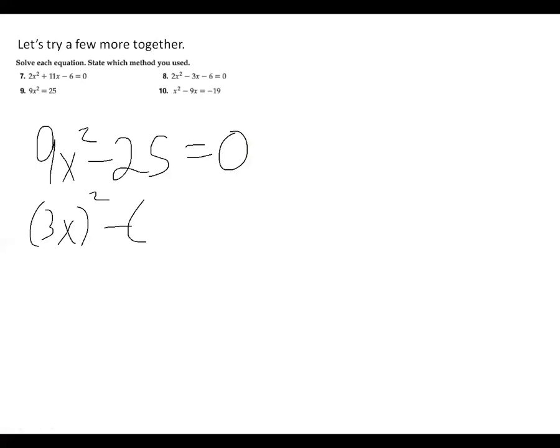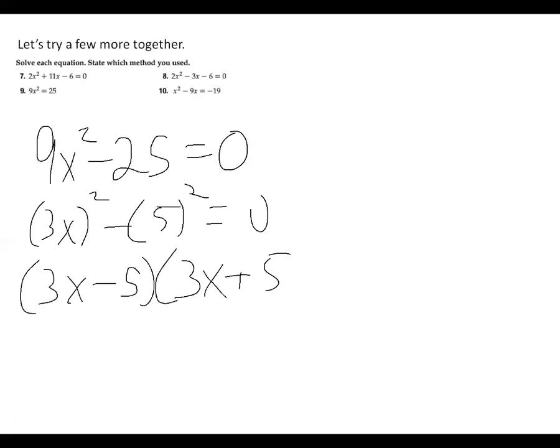First set it equal to 0, 9x squared minus 25 equals 0. And I notice right away it's difference of squares. Like this is 3x quantity squared minus 5 squared equals 0. So I can factor it into 3x minus 5 and 3x plus 5 equals 0.